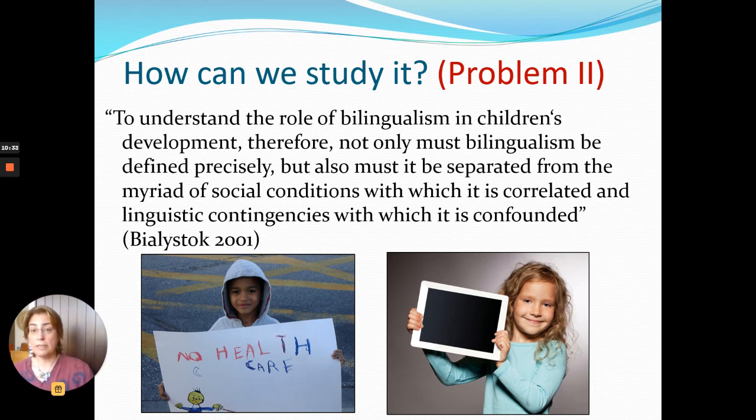A second related problem in the study of multilingualism is, again, expressed very well by Bialystok. Let me read. It says, to understand the role of bilingualism in children's development, therefore, not only must bilingualism be defined precisely, who counts as bilingual and who doesn't count as bilingual, but also must it be separated from the myriad of social conditions with which it is correlated and linguistic contingencies with which it is confounded. Because multilingualism does not occur in a vacuum.